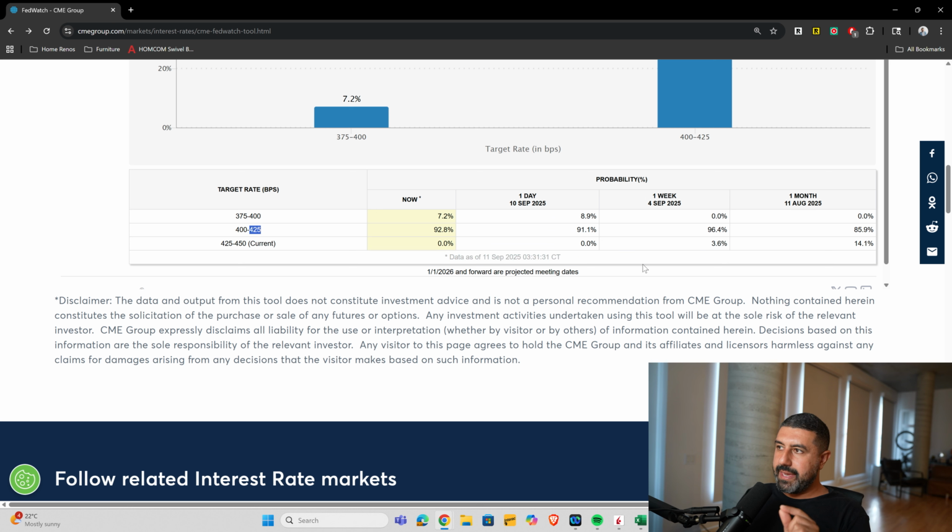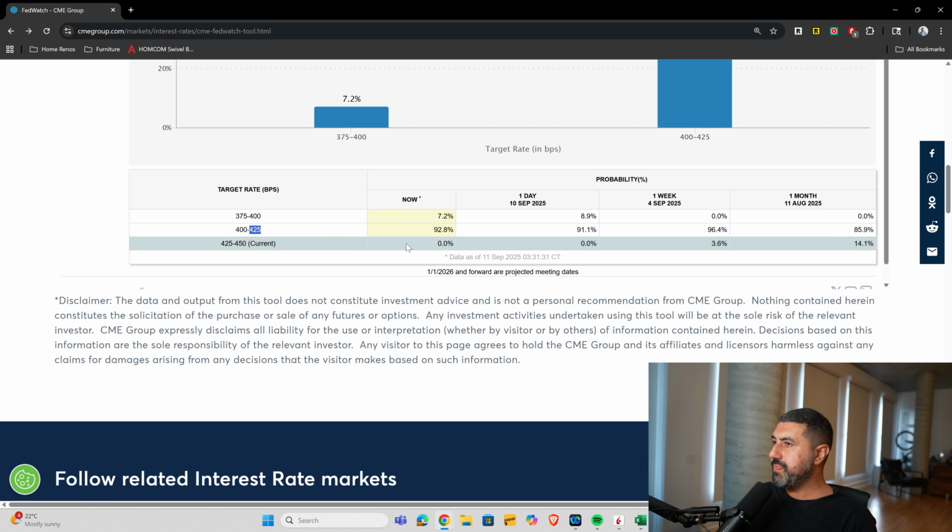Now, one thing is this is going to change, right? Because based on what's happening, based on the economic data, market participants will change their mind on where they think the rate is going to be, and they're going to trade these future contracts at different prices.